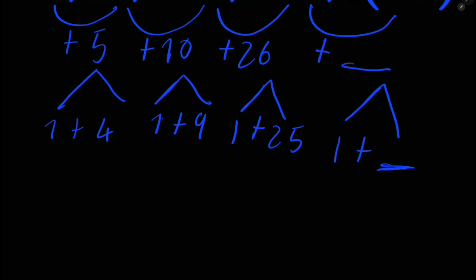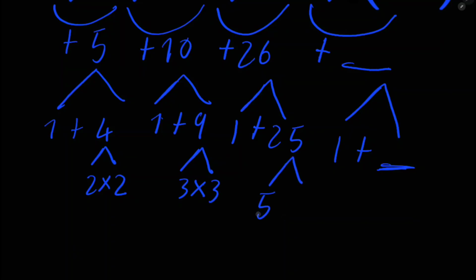Looking at it, we're going to see that we have 4, 9, and 25. Now you can see that there's a pattern here. Because basically 4 here is 2 times 2. 9 here is 3 times 3. And 25 here is 5 times 5. Do you see a pattern here? I'm sure all of you have seen the pattern right now.